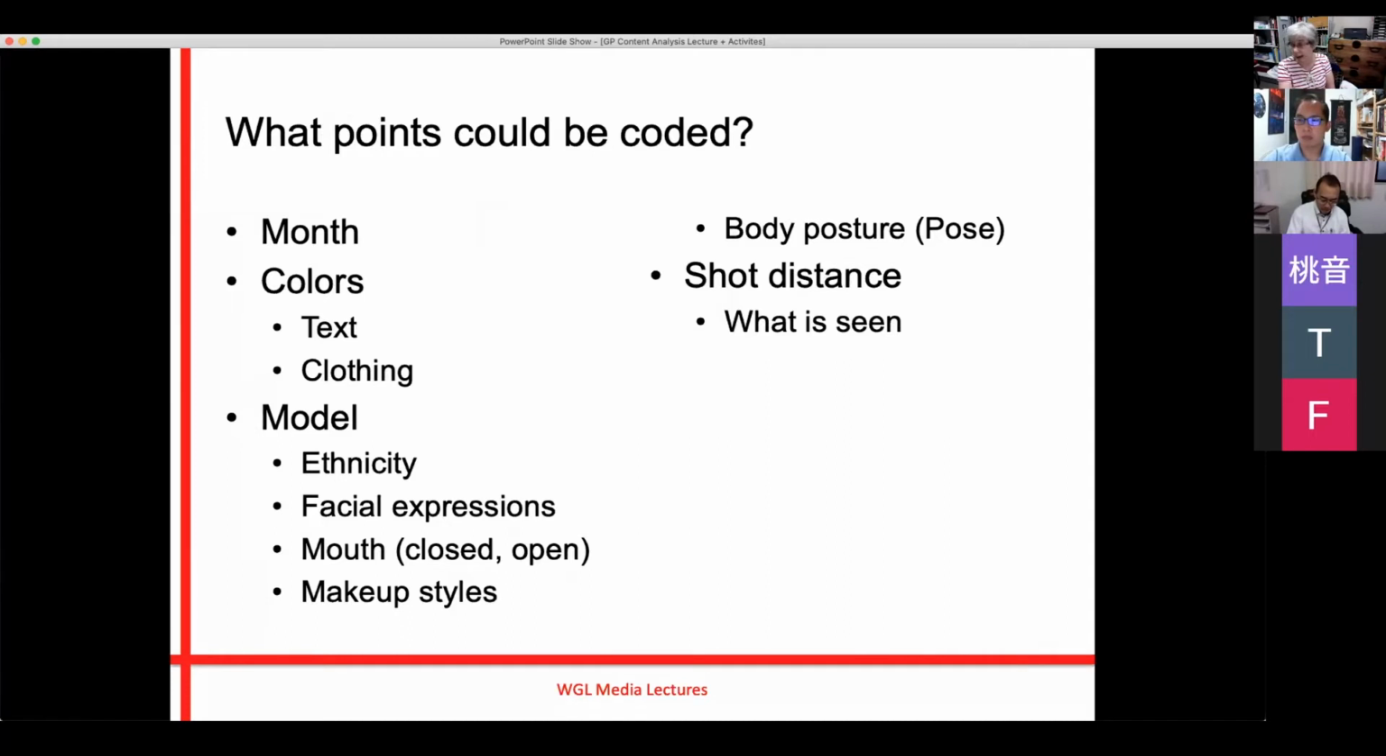So we can look at those things. So that's another issue in color. We look at ethnicity. We look at facial expressions. We look at whether the mouth is closed or open. We look at the makeup styles. We look at body posture, the pose. We look at shot distance, what is seen, what is not seen. So we're looking for various things that we can code in the data. Okay.